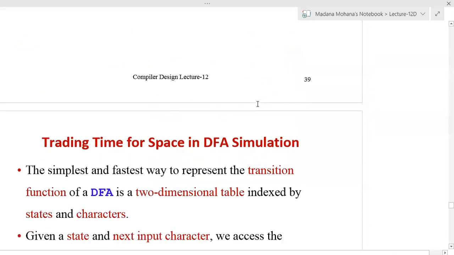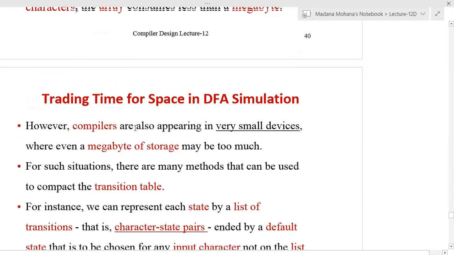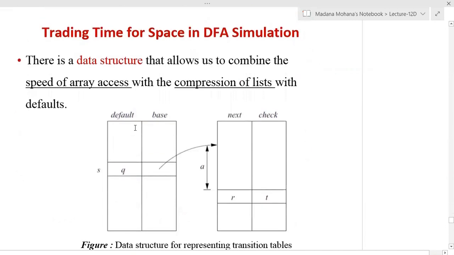Now finally, we'll move to the last topic, trading time for space in DFA simulation. So here the transition function of a DFA is generally represented with a two-dimensional table indexed with states and characters. Now let us see the diagrammatic representation using the two-dimensional array data structure. There is a data structure that allows us to combine the speed of array access with the compression of lists with defaults. Here default is one array, base is another array, next is an array, check is another array.